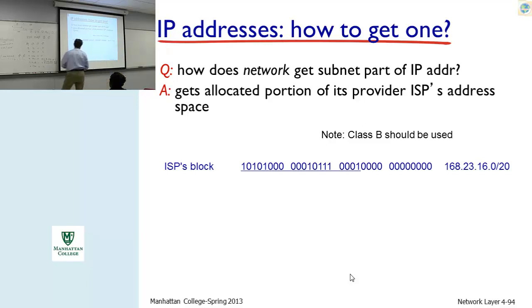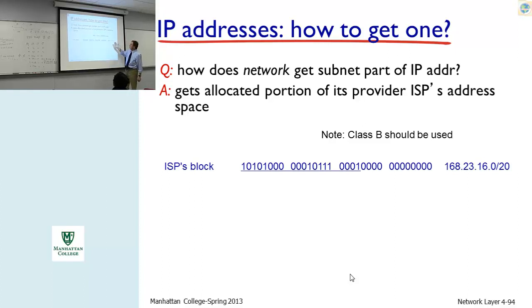Here is an example. Assume your ISP goes to ICANN, some higher level provider, and gets this address: 168.23.16.0/20. This is the subnet address. Say I want to open a company, so I go and buy this address. Whatever addresses I assign to my clients, I can play around with these numbers. This part should be fixed. So that is what I get.